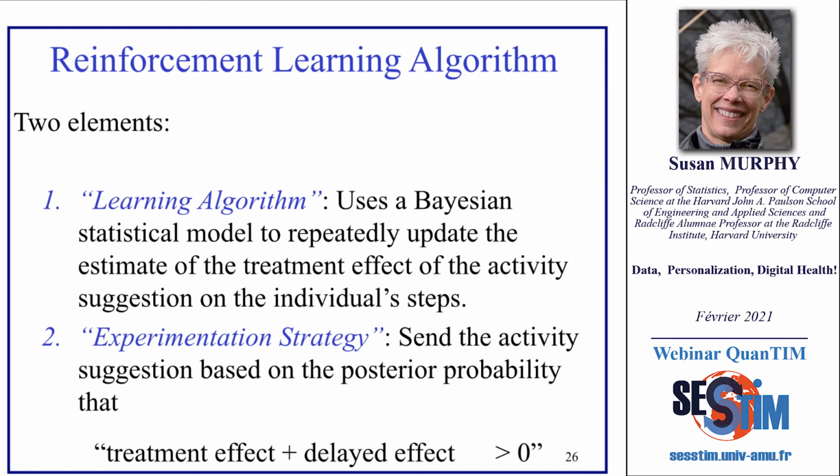So we calculate the posterior probability for the setting the individual is in right now. What's the posterior probability that the treatment effect plus that little delayed effect, which is probably negative, is positive? We calculate that probability, and that's the probability we use to send an activity suggestion. So if that probability is high, we're going to send the suggestion with greater probability.